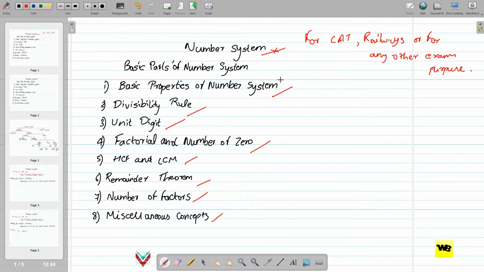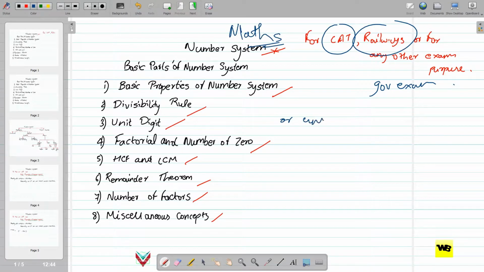So in number systems, we will see all these basic parts, and we will solve different types of numericals also, that what particular types of numerical come for your CAT exam or for your railways or any other government exams. Number system comes in most parts of any calculation. So let's go to the number system.